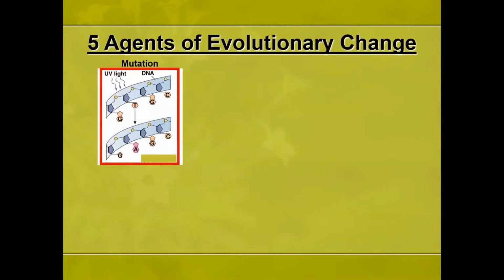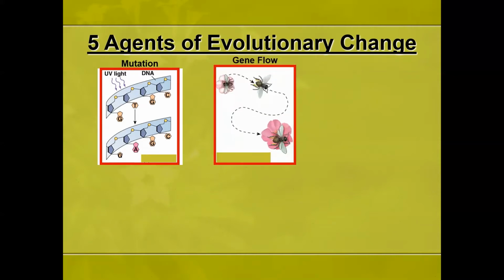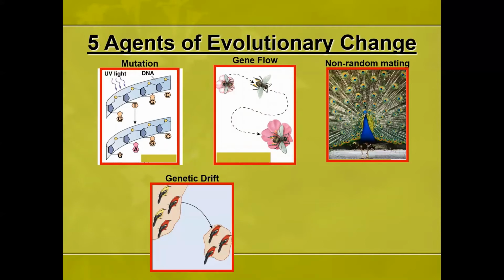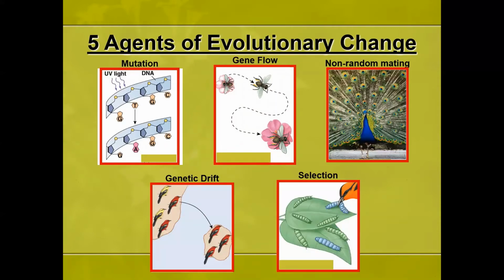Now, we're going to look at the 5 major agents that cause evolutionary change, that cause microevolution. Some of these we already discussed. We have mutation, gene flow, which is migration, non-random mating, genetic drift, and selection. So these are the 5 that we're going to look at.